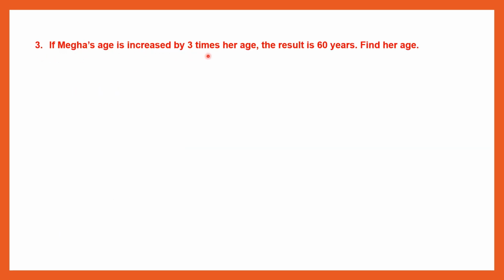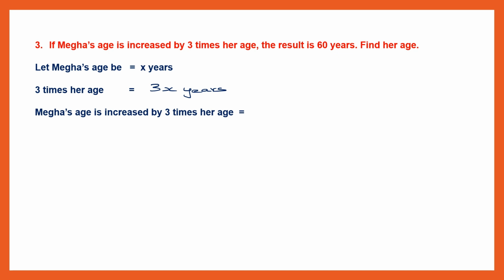Question 3. Megha's age is increased by 3 times her age. The result is 60 years. We have to find her age. Okay, so let Megha's age be x years. 3 times her age. Now this is her age. 3 times her age will be 3x years, isn't it? Then it says Megha's age is increased by 3 times her age.